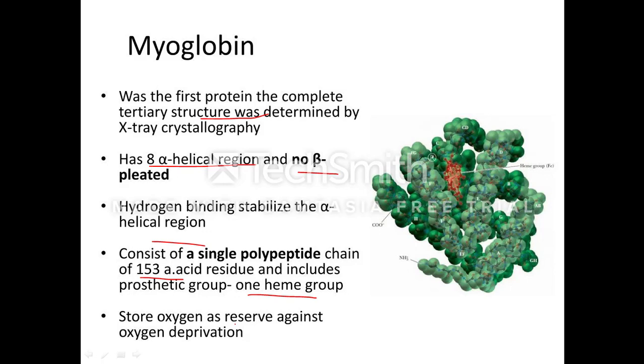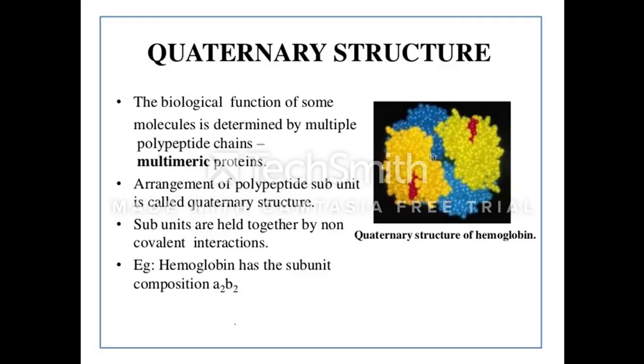The heme group in myoglobin is responsible for the deep red-brown color of the muscle. The function of myoglobin is to bind oxygen in the muscles and to enhance its transport to the mitochondria, which consume oxygen during respiration. So that is regarding the tertiary structure. Next we will move on to the quaternary structure.